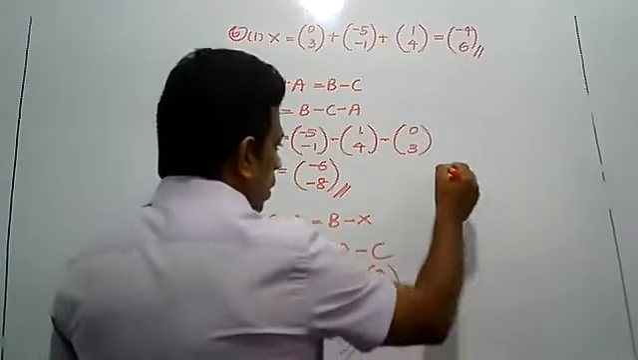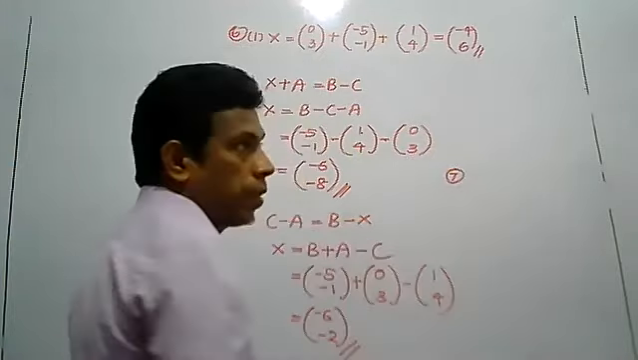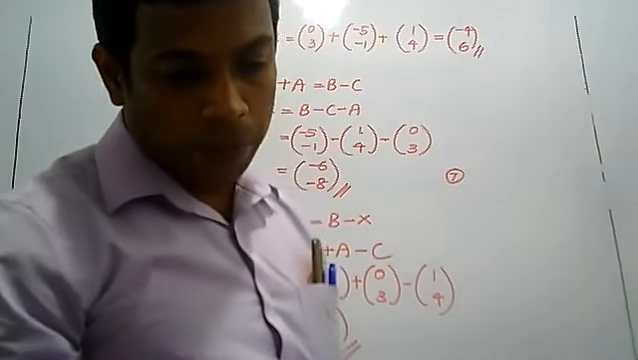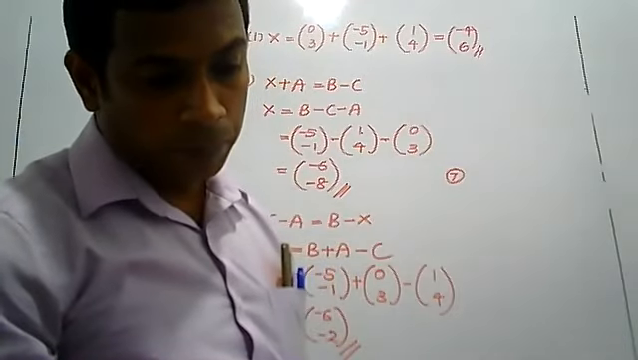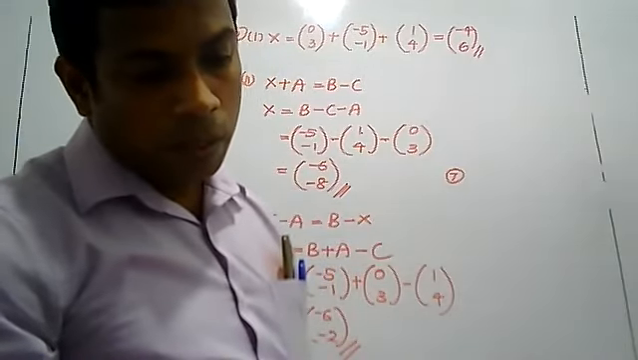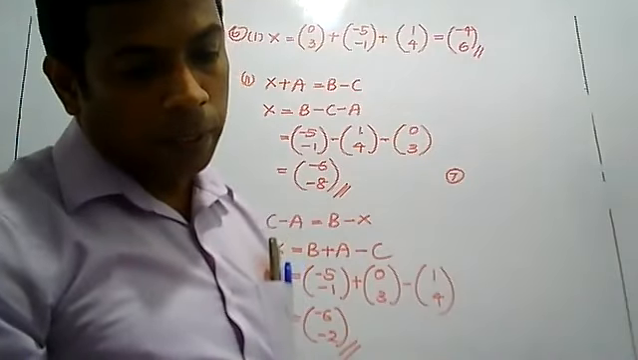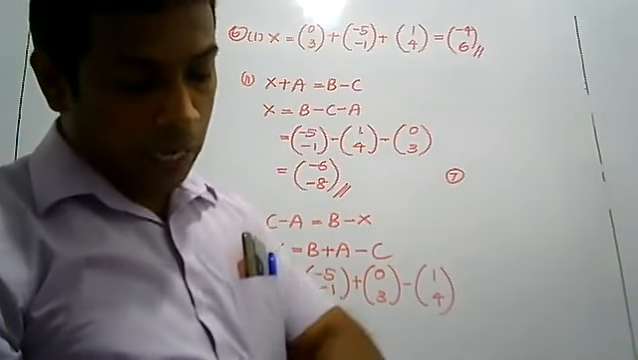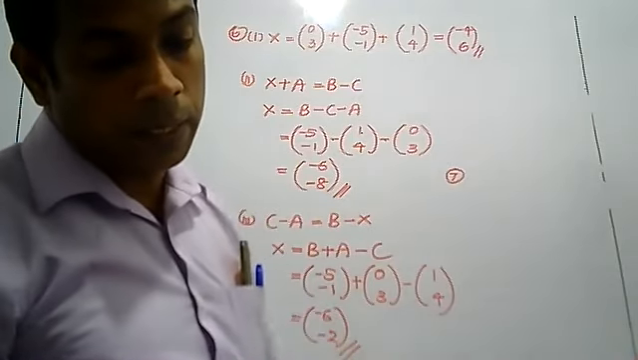Without removing this one, I will write the 7th one as the last question. It's question number 7. Minus 7. Then they have added 2 matrices. Then they have got the answer. 2 matrices added, then the answer is given.